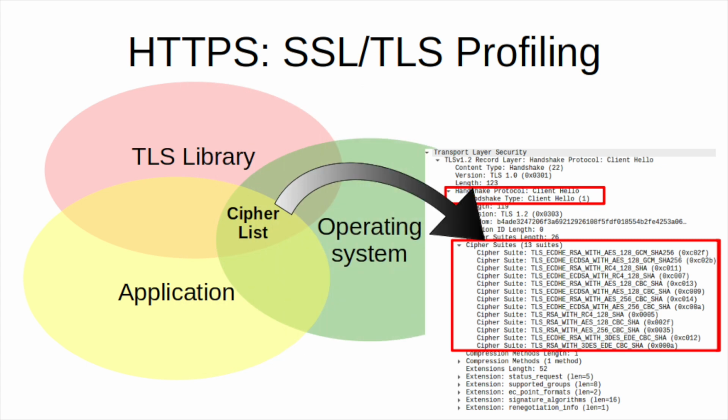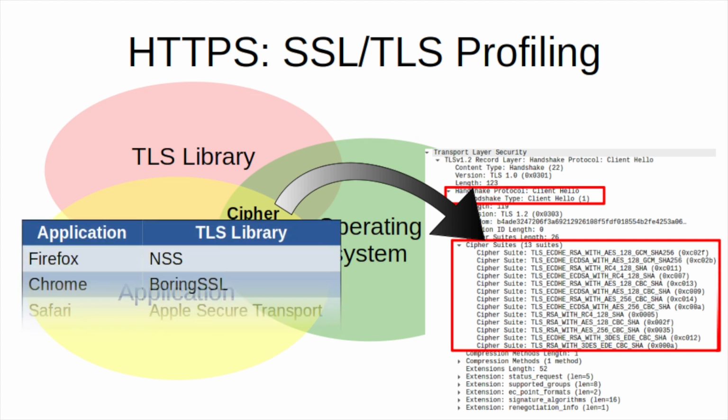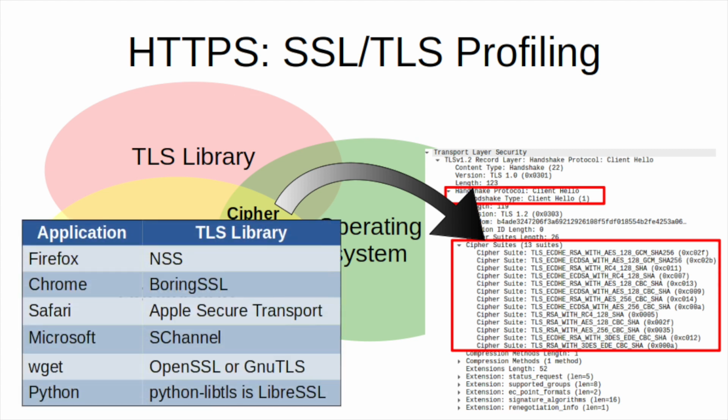As it turns out, that cipher list is dependent on the client's application, TLS library, and operating system. Because of this, I can often detect the underlying operating system and application before the client completes the TLS handshake. Firefox looks different from Chrome, looks different from Safari, and so on.